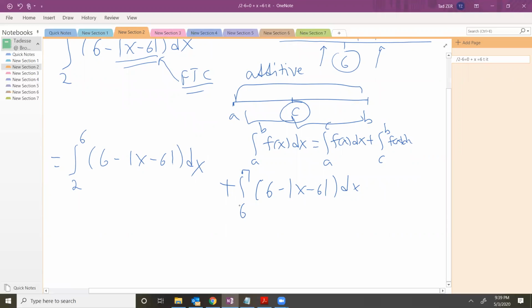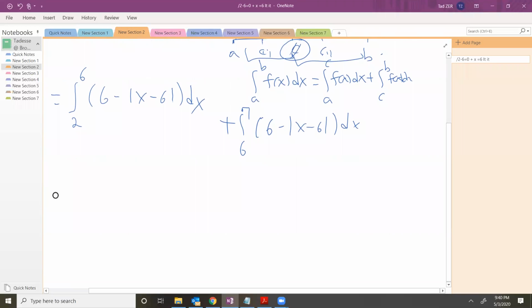It can be 2 or 3 pieces. For example, if it is quadratic, you will have 2 c's, so it will be c1 and c2, okay? So you go a to c1, c1 to c2, c2 to b, okay? Same logic. Now, from 2 to 6, this guy is negative, right?